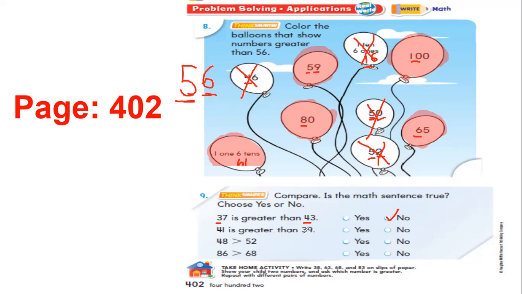Now we have 41 is greater than 39. 4 and 3. Is 4 greater than 3? Yes. Then we have 48 and 52. We are going to take the first number, 4 and 5. Is 4 greater than 5? No. And also look at the sign, the crocodile. The mouth is open to 48. Is it true? No. It's wrong. Then we have 86 and 68. 8 and 6. The mouth is open to 8. Is this correct? Yes. So it is no, yes, no, yes.